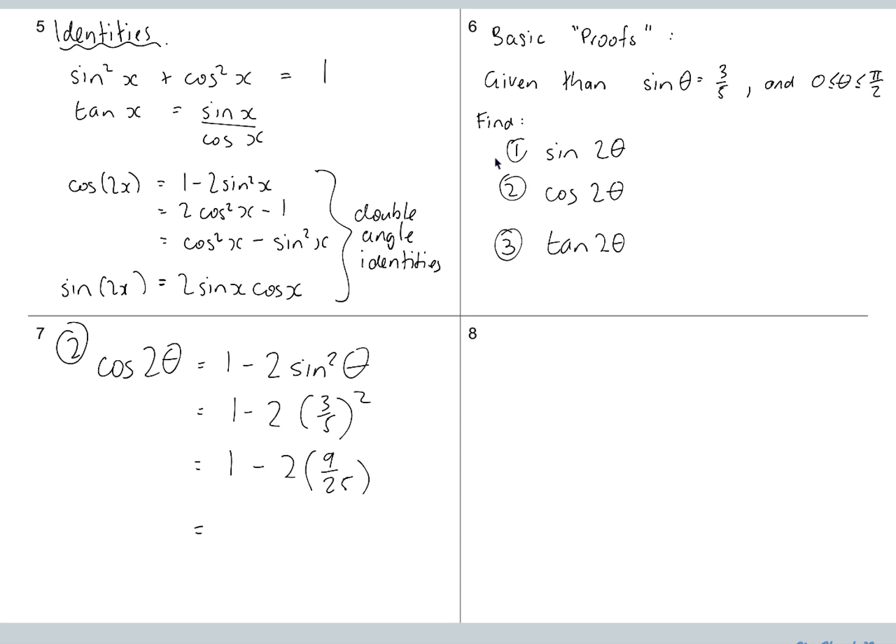Okay, 1 minus 2 times 9/25. So we're doubling 9/25. So that's going to be 9 plus another 9/25, so it's 18/25. The next thing I hope you can do in your head: 1 is 25/25. So 25 minus 18 is 7/25. And that's what cosine of 2 theta is. Oh, that's it. Any questions?